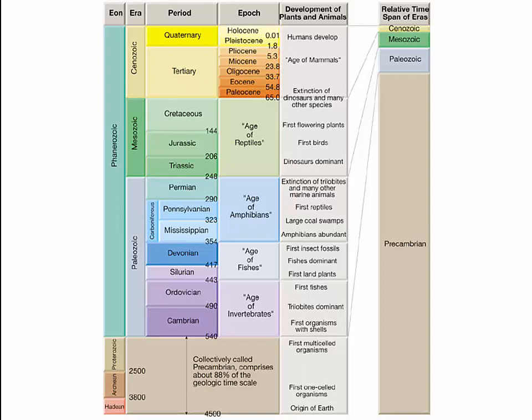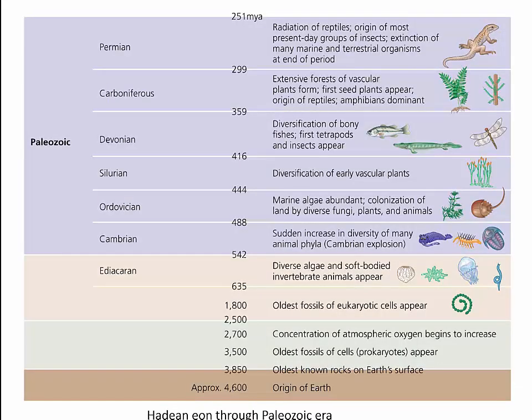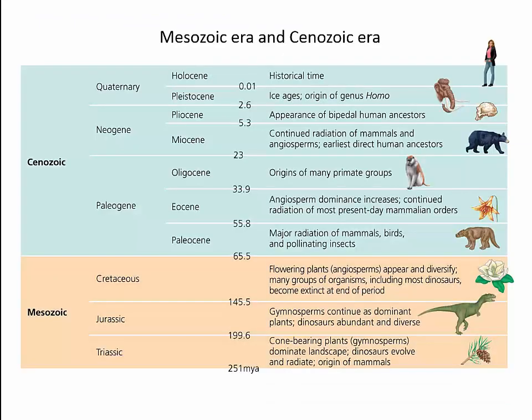So this is all very interesting stuff, and as you can see, the interesting things are all from Paleozoic to Cenozoic. Before that, not much happened except single-celled animals and mostly prokaryotes. This is the same stuff that we just looked at, but it's in a little bit more detail and with pictures to help us remember what happened from the Hadean eon through the Paleozoic era. And this just shows what happened in the Cenozoic and what happened in the Mesozoic eras.